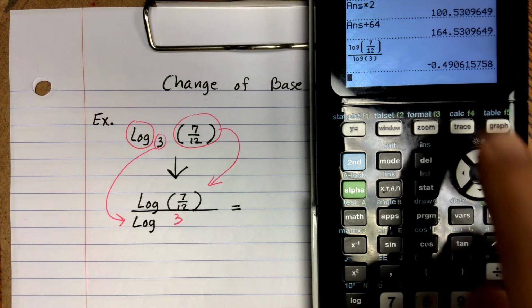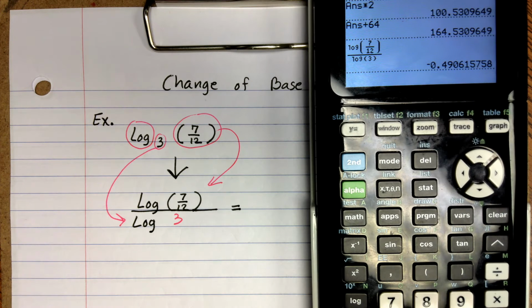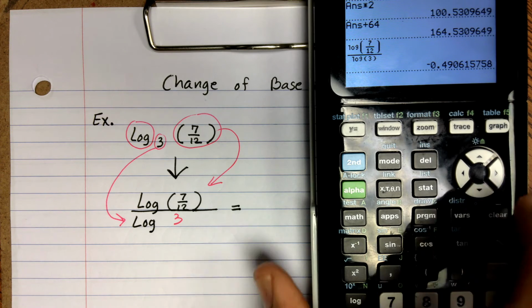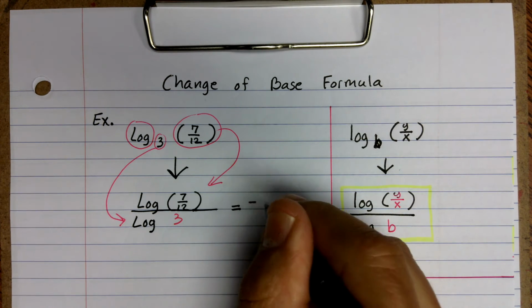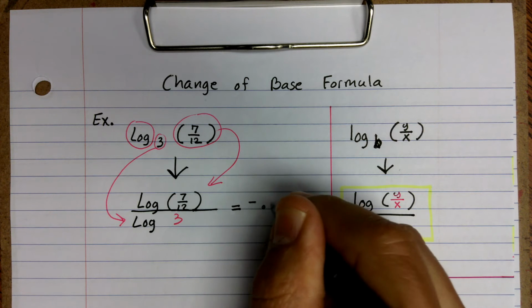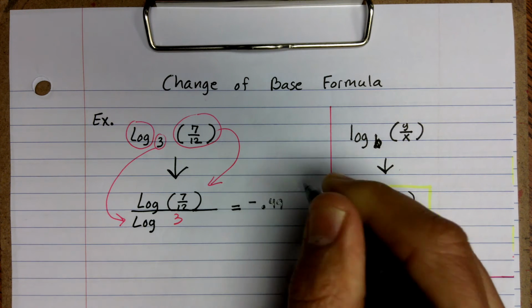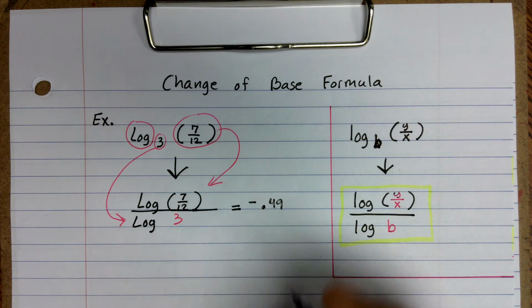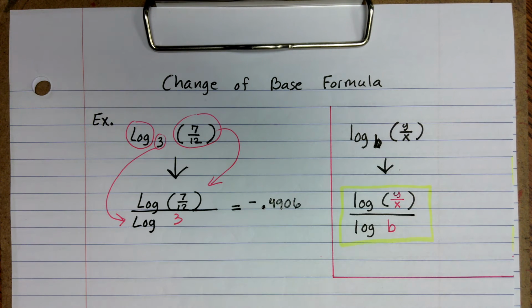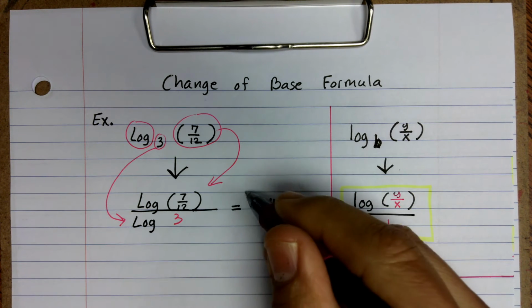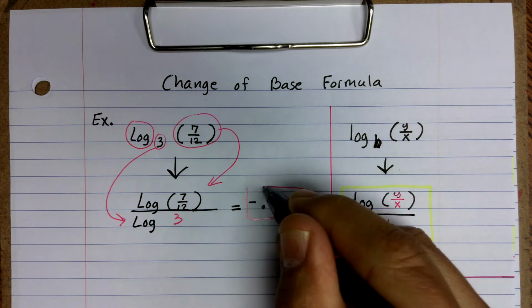Hit enter, and notice it gives me this value, right? I get this negative value. So negative 0.49. I'm going to write that down. So this is negative 0.4906. All right, so I didn't write all the decimal places, right? But this has been evaluated. This is what I ended up with.